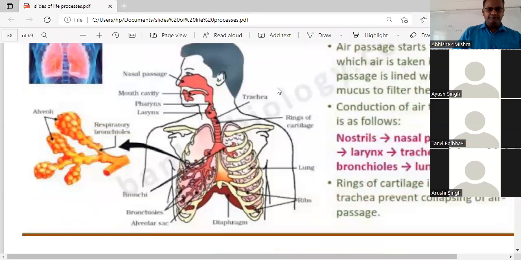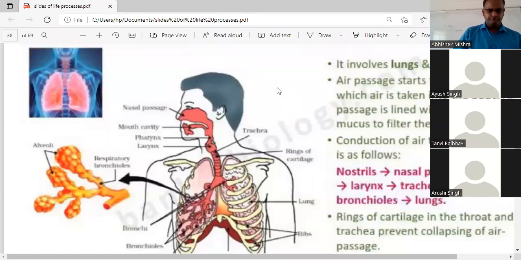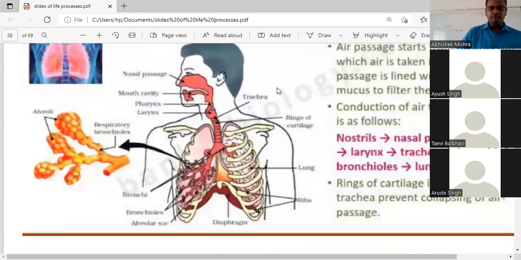Then the trachea divides into two bronchi. Very good. When they enter the lung, they further divide into balloon-like structures called alveolar sacs. Okay. And what is the function of these alveolar sacs? Gaseous exchange. Very good. Well explained, all the mechanism. Very good, Ayush. Now it is clear to you all.